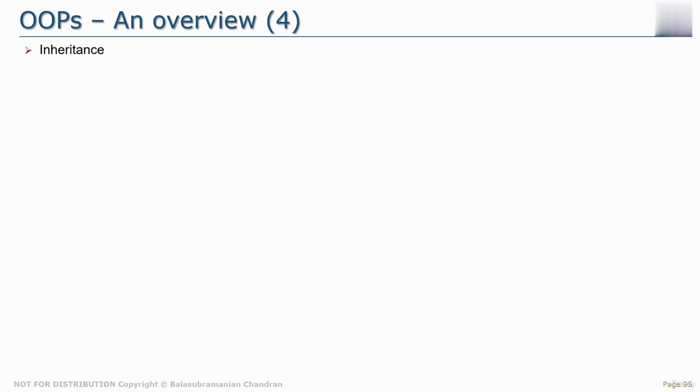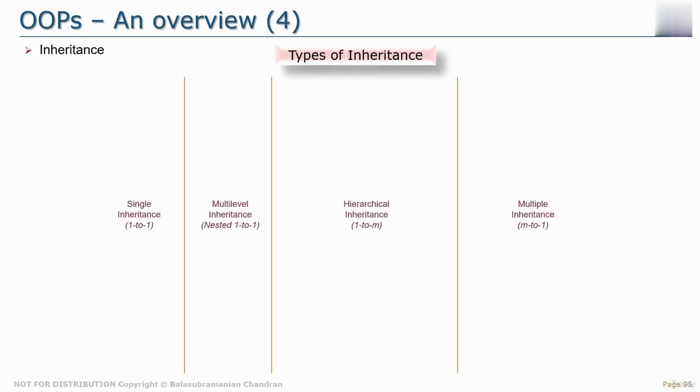Let's see what an inheritance is. Inheritance is a mechanism in which one class acquires the properties of another class. Let's understand this from different types of inheritance. There are 4 types of inheritance, and they are single inheritance, that is one-to-one, multi-level inheritance, that is nested one-to-one, hierarchical inheritance, that is one-to-many, and multiple inheritance, that is many-to-one.